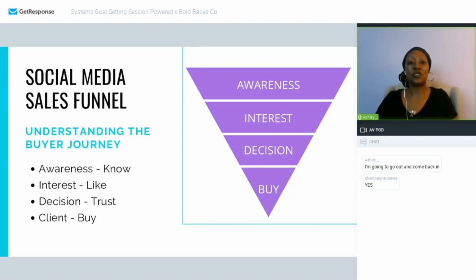So let's get into the social media sales funnel. This is really going to help you understand the buyer's journey. And here are the different phases that a person is going to go through. And think about this too as I'm going through it. Think about how this is probably the same thing that you go through when you are considering buying something.